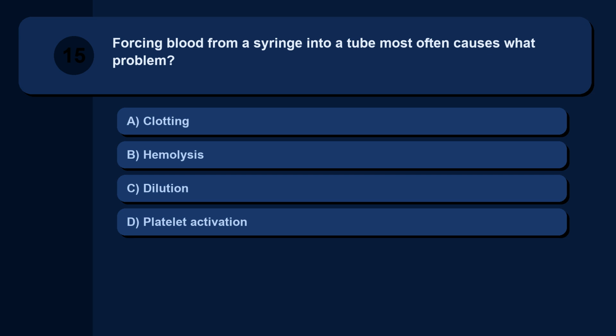Excessive pressure during transfer damages red blood cells, causing hemolysis and invalid laboratory results. Gentle pressure through the needle's natural angle is essential.